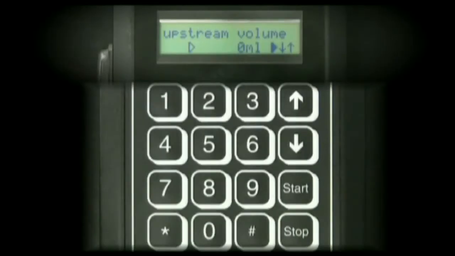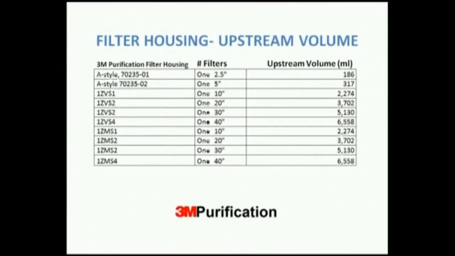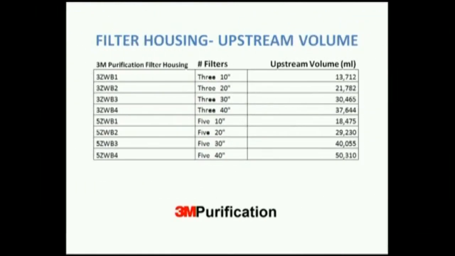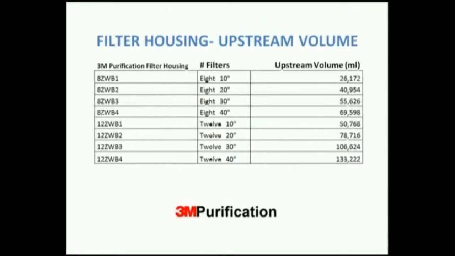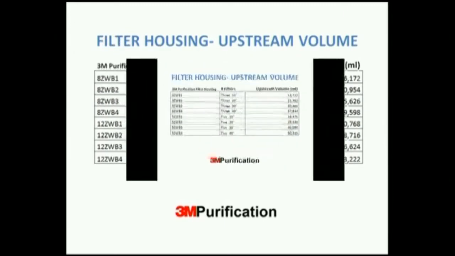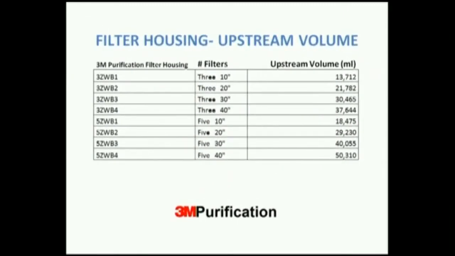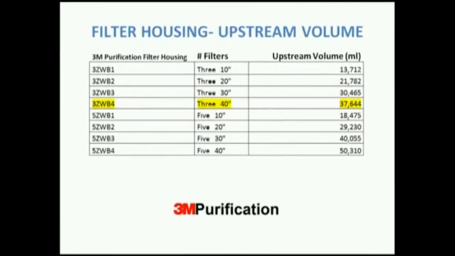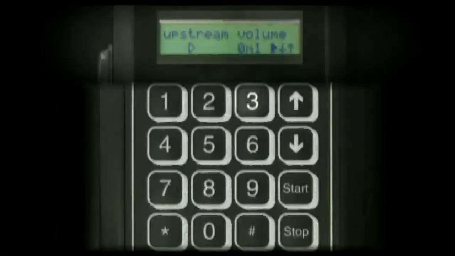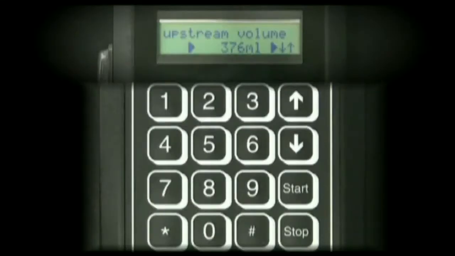This is where the upstream volume of the filter housing must be entered. Consult appropriate literature, which displays the upstream volume for every 3M purification filter housing using every filter combination. Simply locate the 3M purification filter housing ID and the number of filter cartridges tested to identify the upstream volume. If a non-3M purification filter housing is used, please consult with 3M Purification technical support. Note that the upstream volume entered must be at least 10 milliliters. After the upstream volume is selected, press the up arrow.